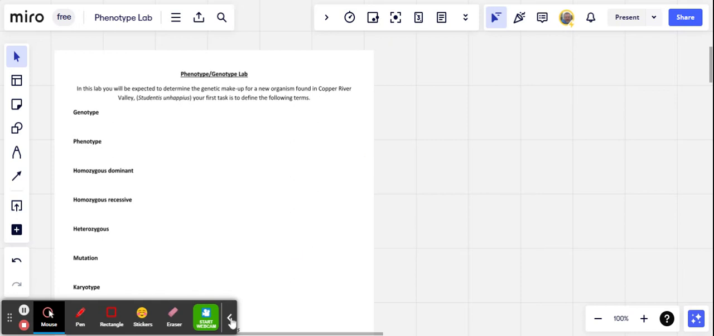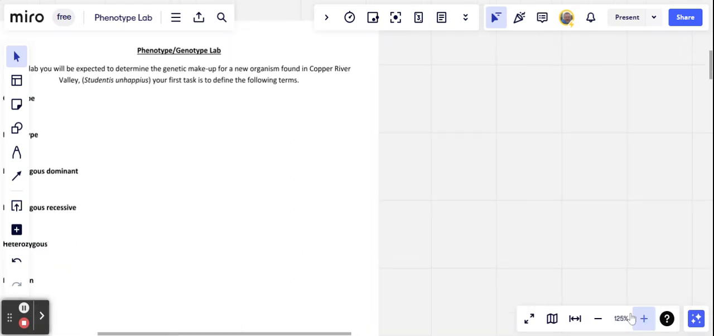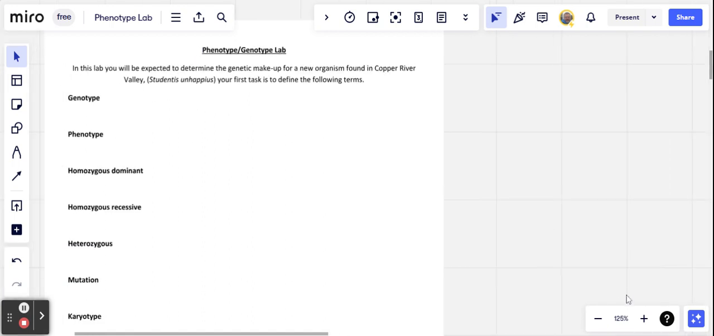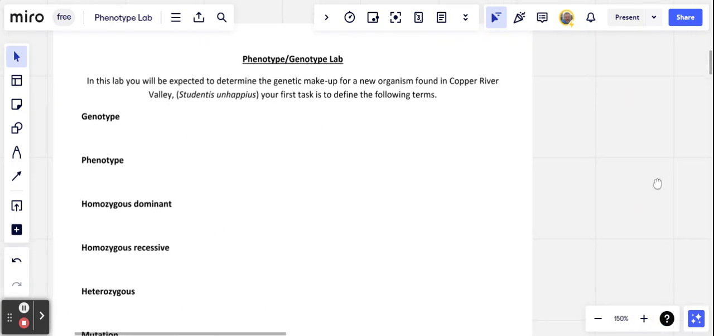All right, so I want to show you how to do this lab. We were supposed to do this in class, but due to weather, we're not able to do that. So I just want to show you this. This is the lab we were going to do in class. You just go to the next assignment here. I'll post this again.